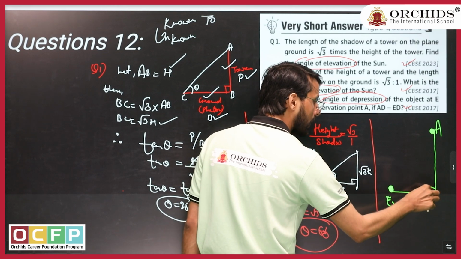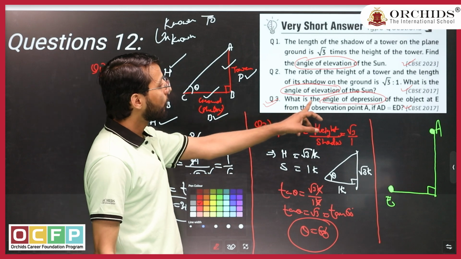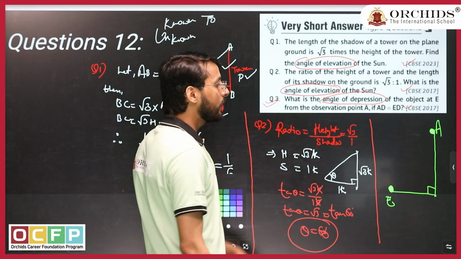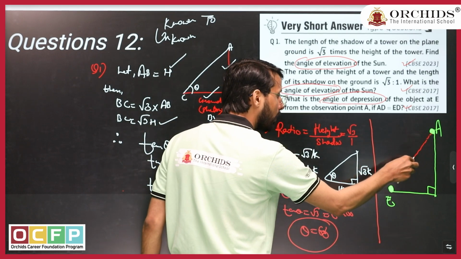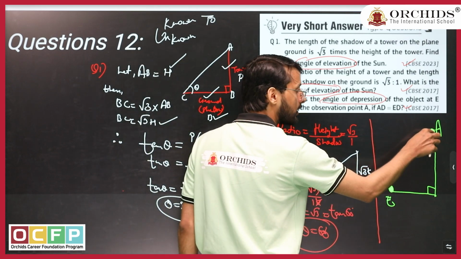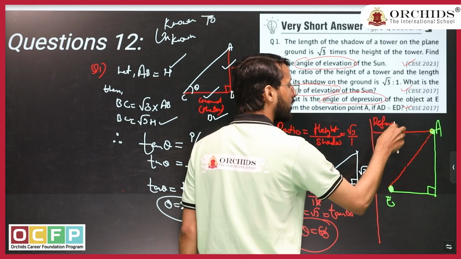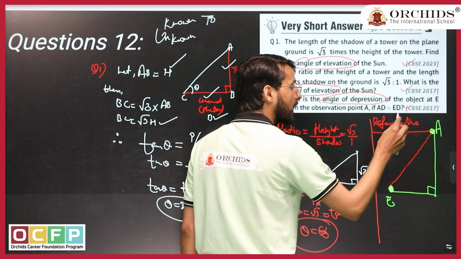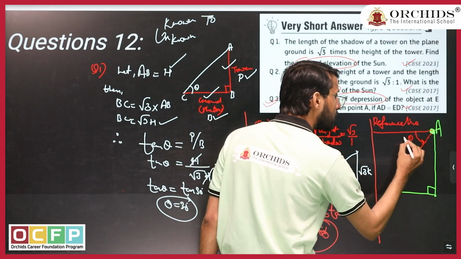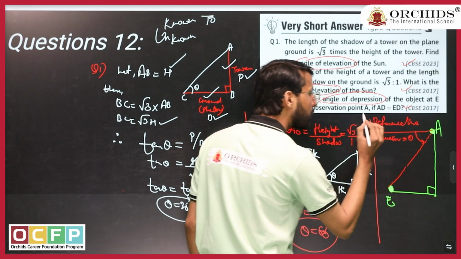Now this is forming a right angle triangle. If you can see, the angle of depression of object E from observation point A means there should be a line of sight between them. So if angle of depression is there, I need a reference line. The angle between the reference line and the line of sight is known as your theta. This is your depression angle.